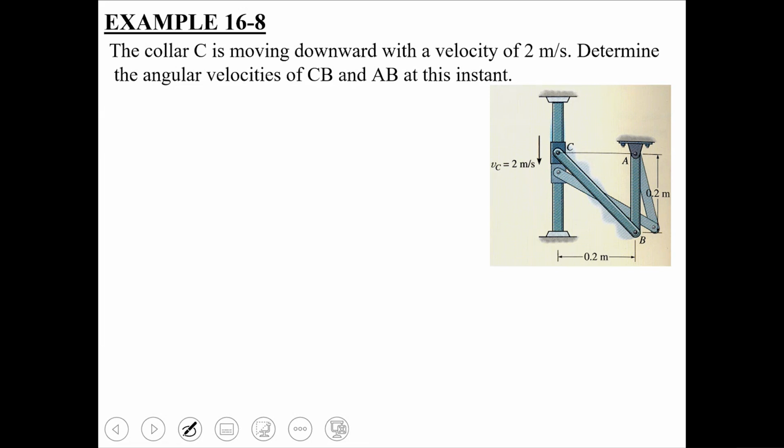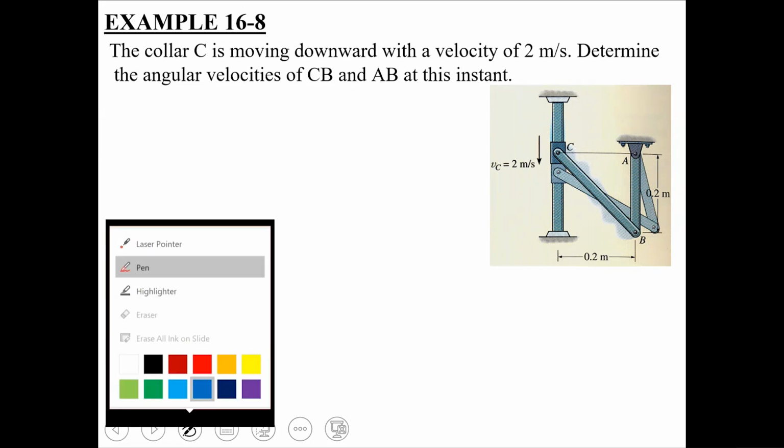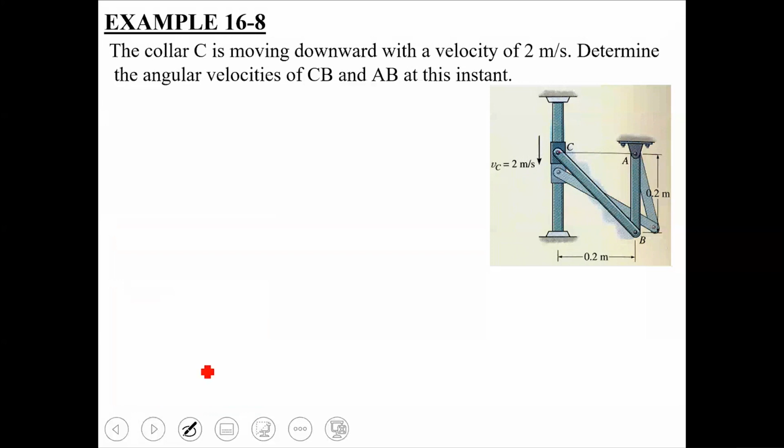Sir, general motion. Since, if you look at this figure, at one instant this is the position of length CB. At the very next instant, when this collar has moved downward, this is the position of length CB. It means that this rigid length CB has undergone translation as well as rotation, that is general plane motion. Okay, so length CB is in general plane motion.